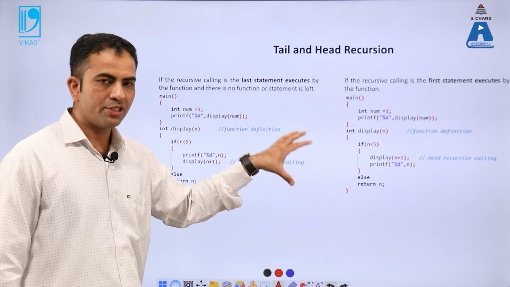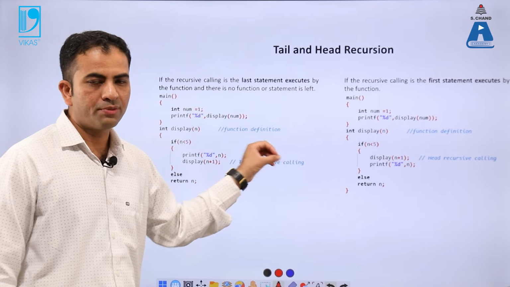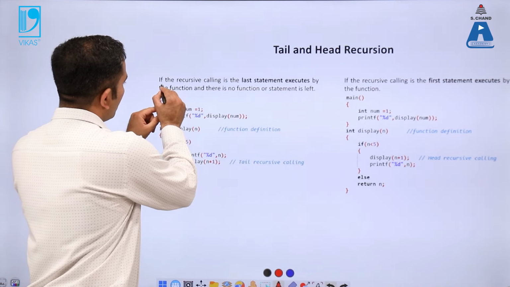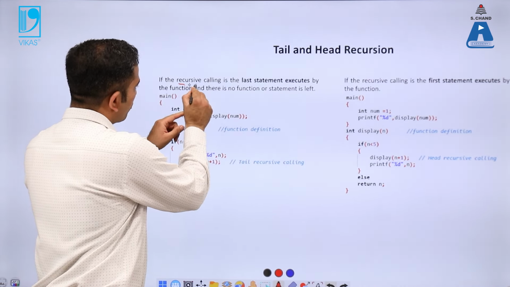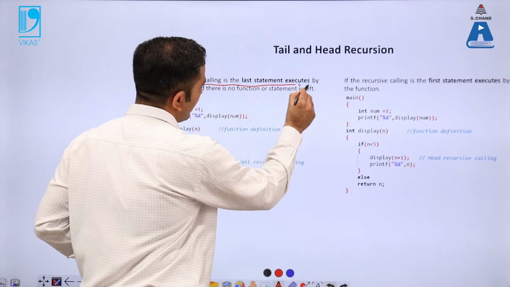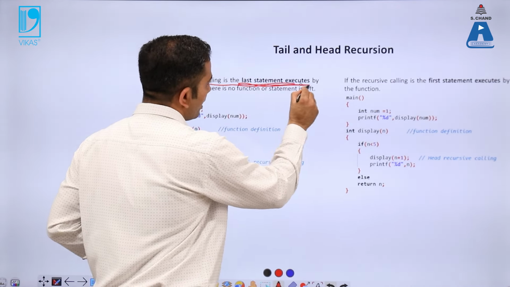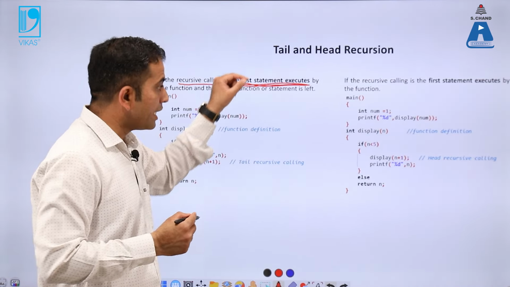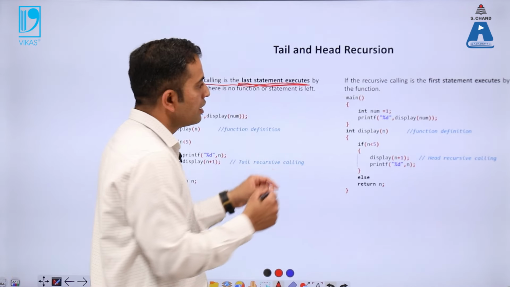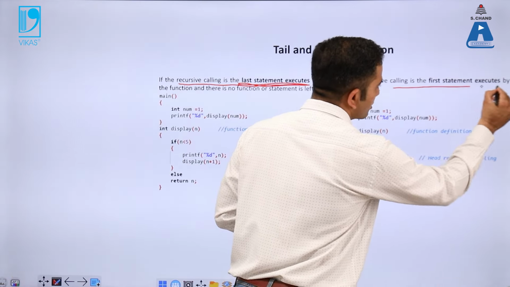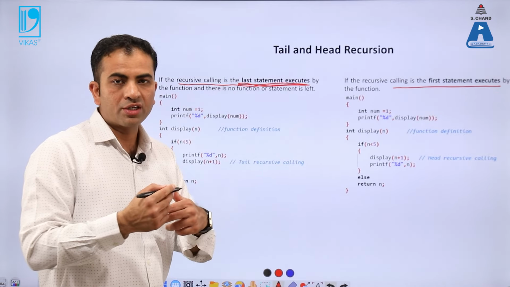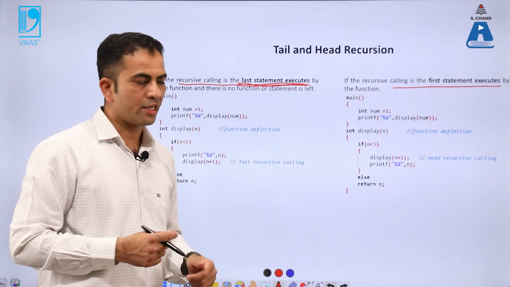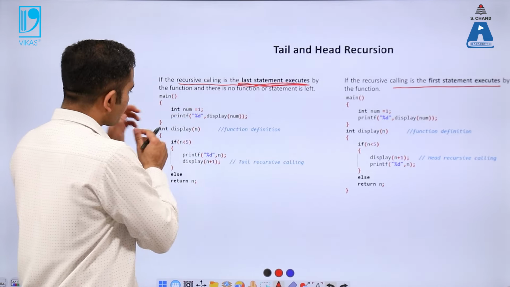What is the difference between tail and head recursion? These two programs show the difference. Tail recursion means the recursive call is the last statement executed. Head recursion is when the recursive call is the first statement executed in the function. Understand with the help of this program.